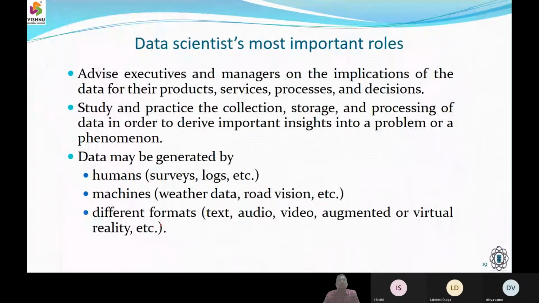So, as far as the data scientist role is concerned, the most important thing is that he is going to study and practice. One, he will be looking at collection. Two, he will be looking at storage. And three, he will be processing the data. So how he is going to store, how he is going to collect the data, how he is going to process the data means, yeah, he is going to use, one, what we are going to say is human intervention.